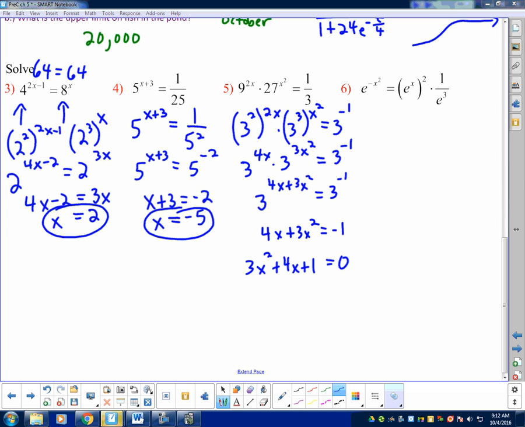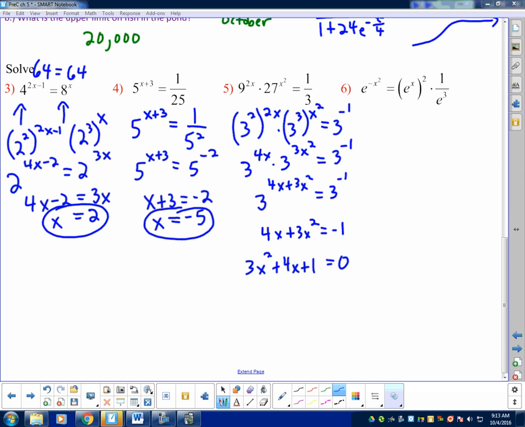We just spent a whole unit on that. We did solving by factoring, and if factoring doesn't work, that thing, what's that thing called? The quadratic formula.